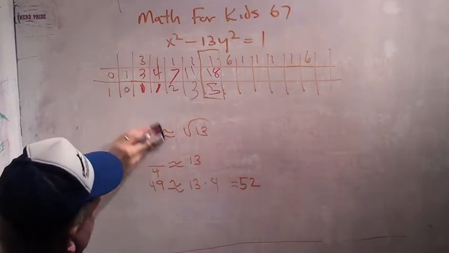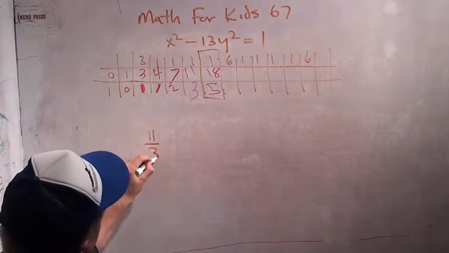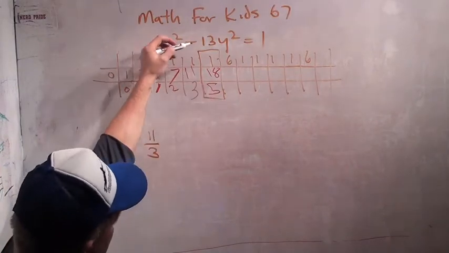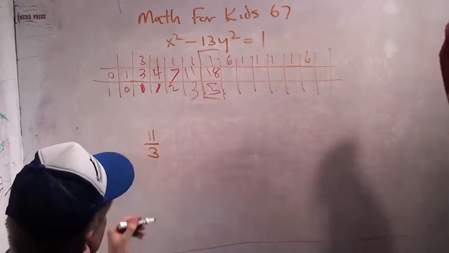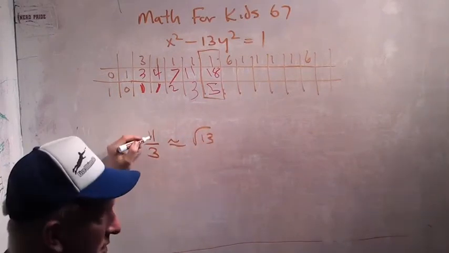How about 11 over 3? 11 thirds. Before we get to our solution that should be, we hope, a solution to that equation, does 11 thirds approximately equal the square root of 13? Well, 11 squared is?